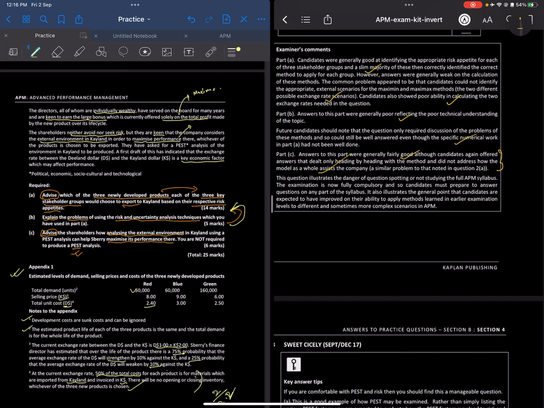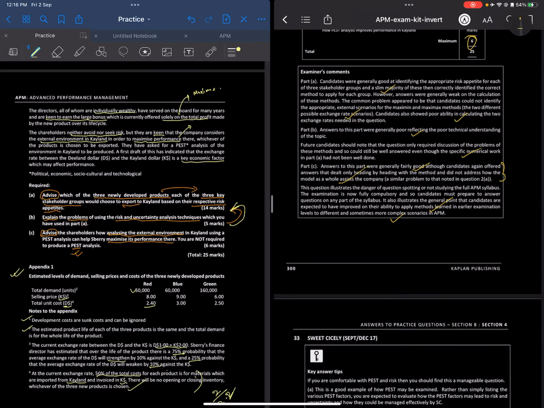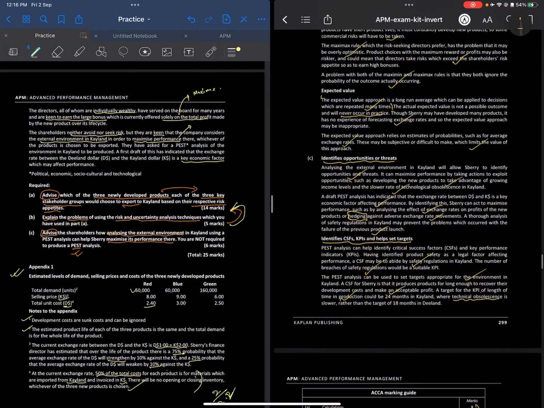The question illustrates the danger of question spotting, not studying the full APM syllabus. The examination is now fully compulsory, and so candidates must prepare to answer on any part of the syllabus. It also illustrates the general point that candidates are expected to improve on their ability to apply methods learned in earlier examination levels to different and sometimes more complex scenarios in APM. Okay, interesting take by the examiner, right?